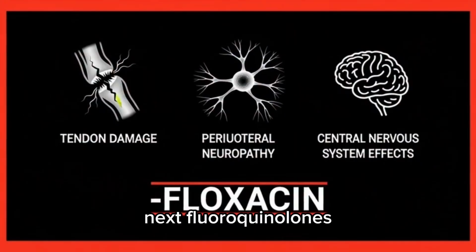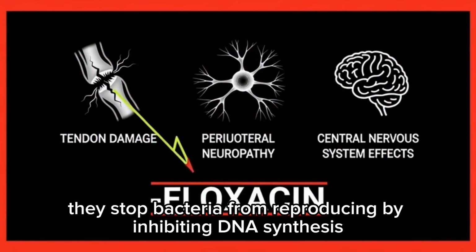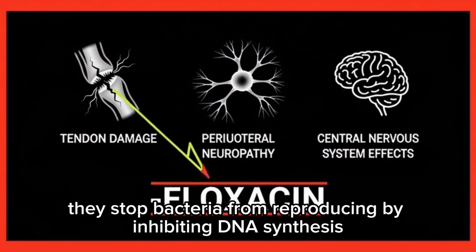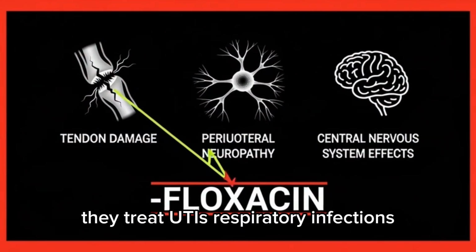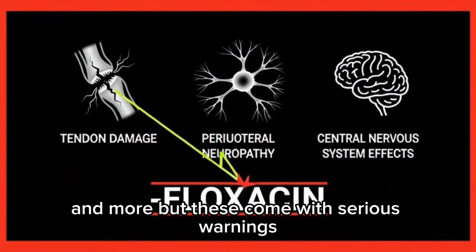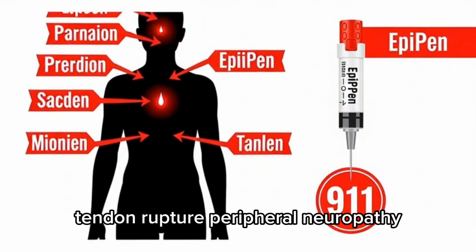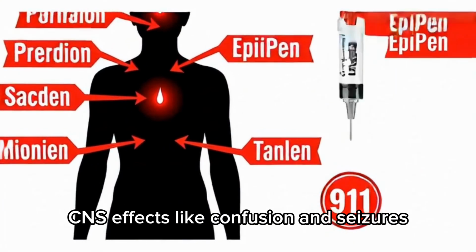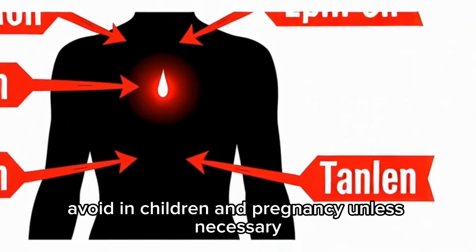Next, fluoroquinolones. Look for floxacin: Ciprofloxacin, Levofloxacin. They stop bacteria from reproducing by inhibiting DNA synthesis. They treat UTIs, respiratory infections, and more. But these come with serious warnings. Tendon rupture, peripheral neuropathy, CNS effects like confusion and seizures. Avoid in children and pregnancy unless necessary.